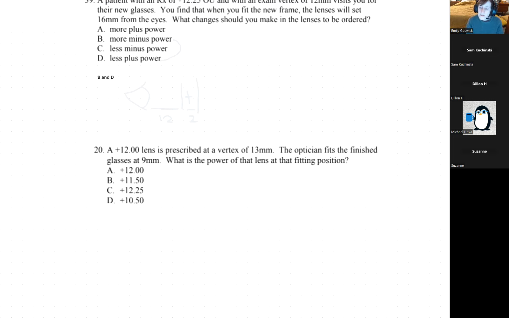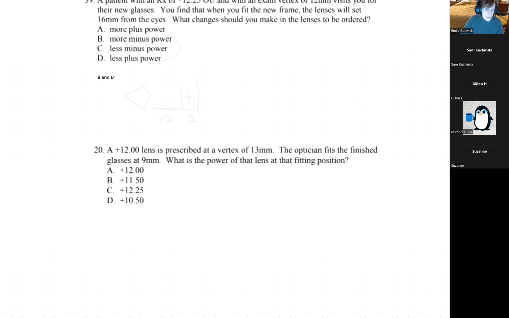But okay, so this question says a plus 12 lens is prescribed at a vertex of 13 millimeters. The optician fits the finished glasses at 9 millimeters. So what is the power of that lens at the fitting position? Basically, in this case, the lens in the phoropter was farther away. Now the glasses are sitting really close to the patient's eye at 9 millimeters. So we have to figure out how that prescription has changed.